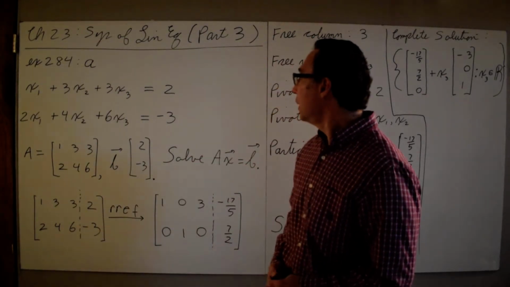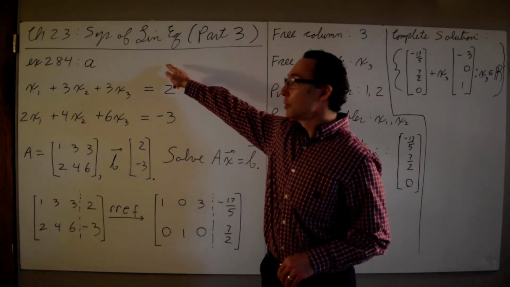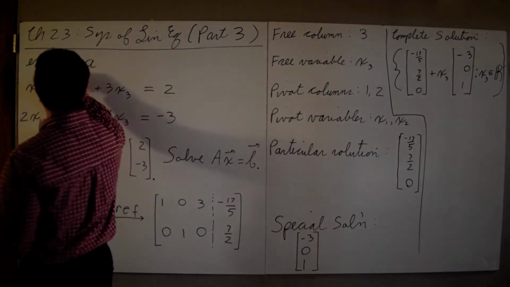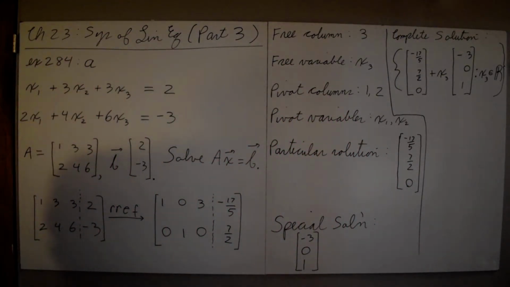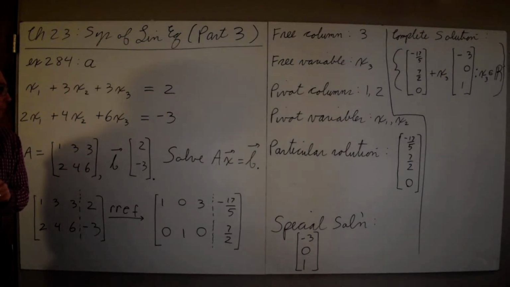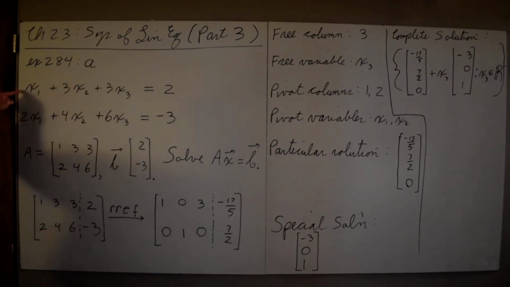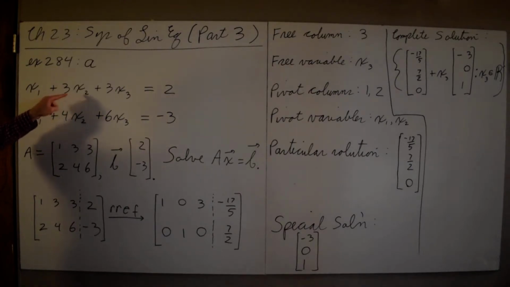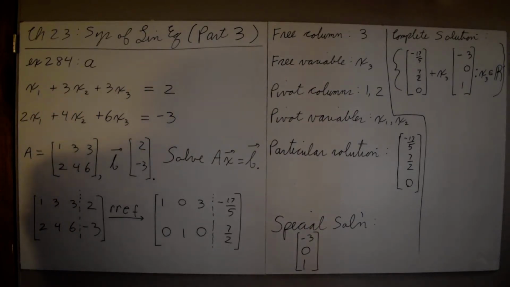This is the third video from Chapter 23, Systems of Linear Equations. We have example 284. We'll do part A. There are three parts to example 284. So here we have our system of linear equations. Notice that we have three variables and two equations. That means this is an underdetermined system.